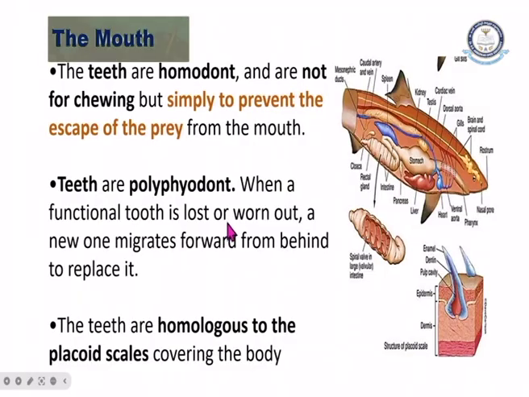Teeth are polyphyodont, that means they are replaced a number of times. When a functional tooth is lost or worn out, a new one migrates forward from behind to replace it. How are the teeth formed? The teeth are homologous to the placoid scales covering the body. The teeth are the same as the placoid scales.